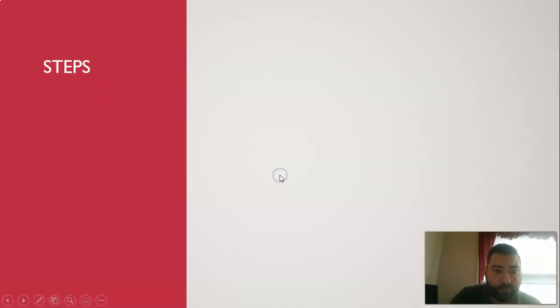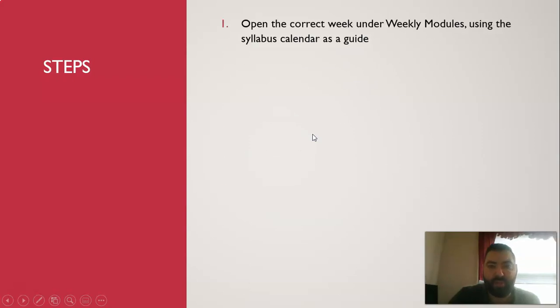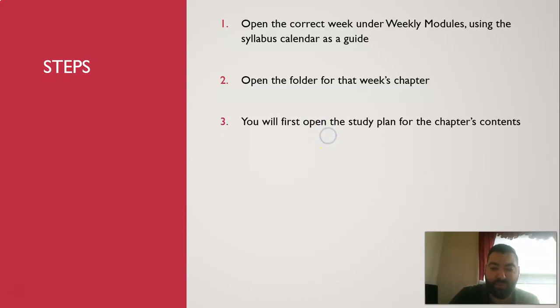Okay, so every time there's a chapter from the book, here are the steps. I'm going to demonstrate this in a moment. Number 1, go to the correct week under the weekly modules using the syllabus calendar as a guide. The syllabus calendar shows you all the due dates. Go to Blackboard to find the materials. Number 2, open the folder for that week's chapter. The name of that chapter will be mentioned on the syllabus, and the folder will be in the corresponding week.